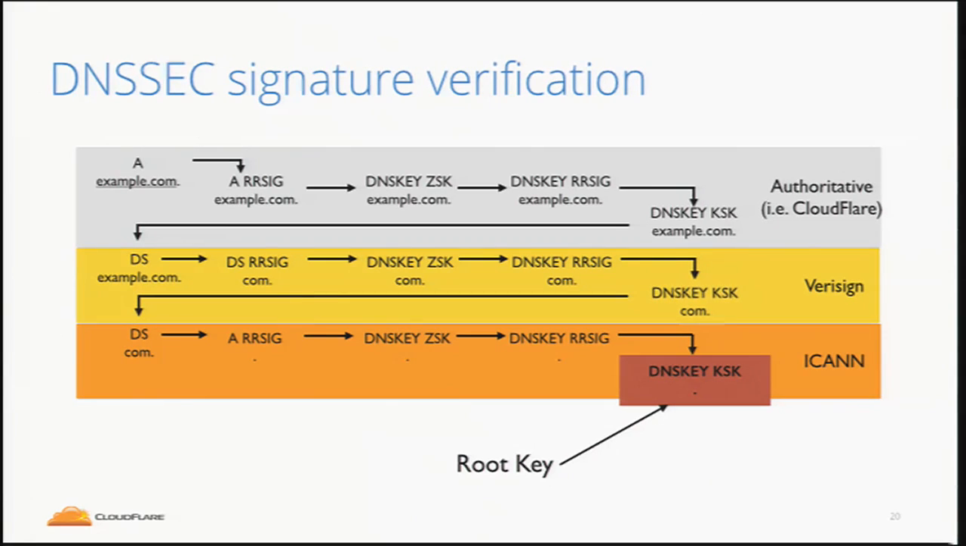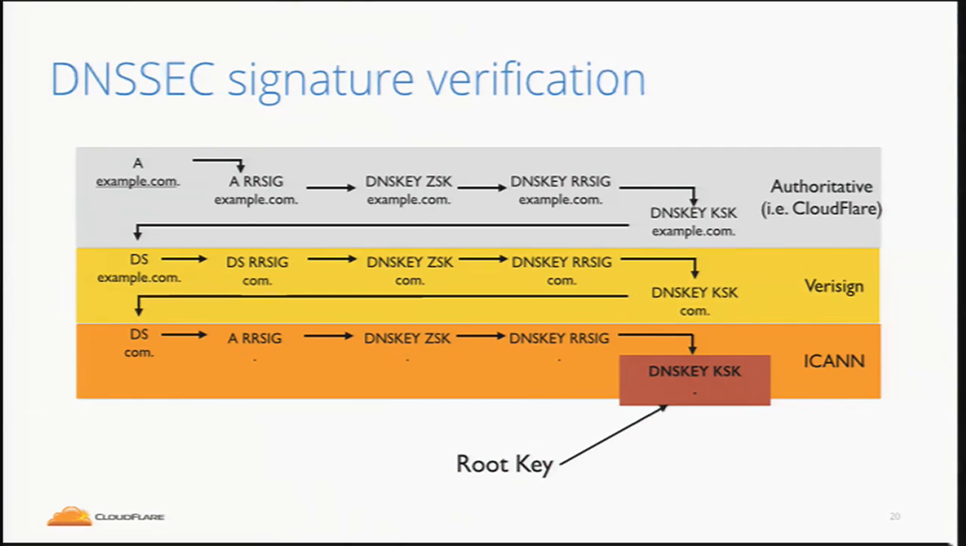Then it goes the next level up to the top level domain. In this case, it's .com, which is managed by VeriSign. And so the DS record is the hash of the key signing key there, and it goes all the way up. And then the .com has its own key signing key, which is signed by the root. And the root key, this is what exists, and this is published everywhere. It's installed by default into recursive resolvers.